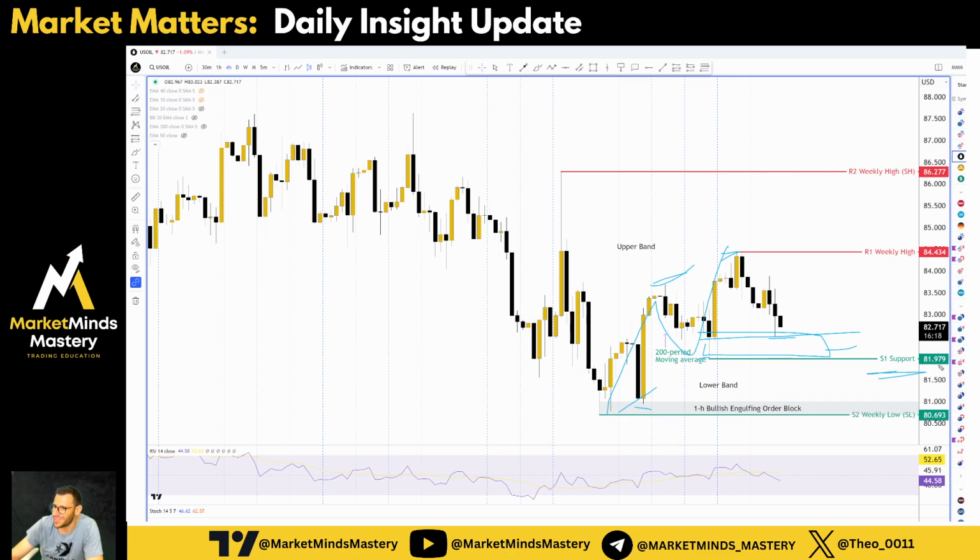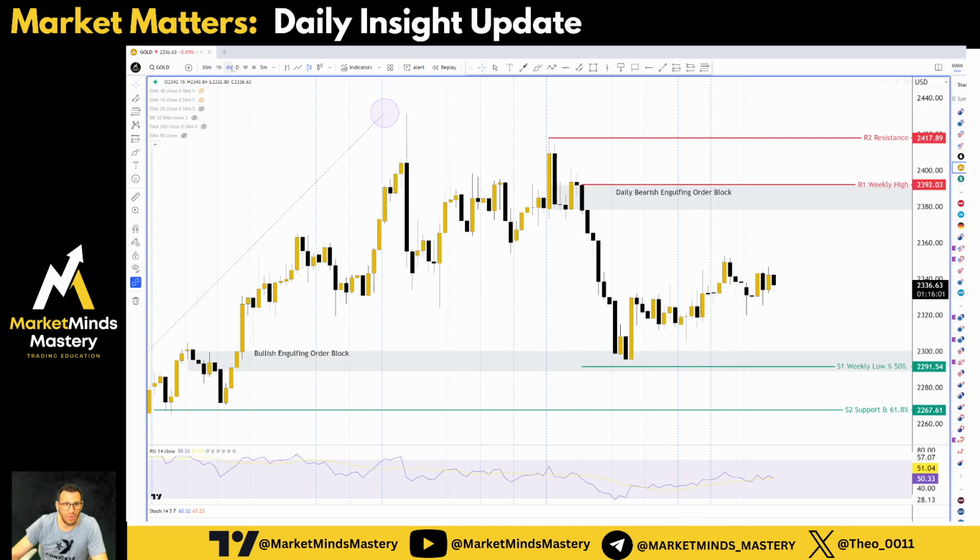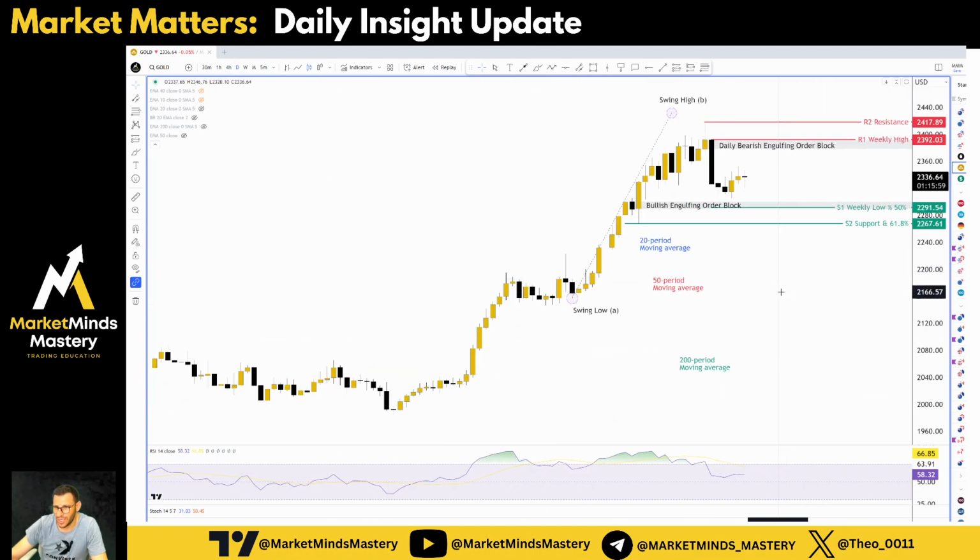Here it's a support. Okay, I'm not saying supports don't break. I'm just saying that if we have a rule not to sell the support, then why do it only sometimes? Next one is the gold, and let's check the daily chart.